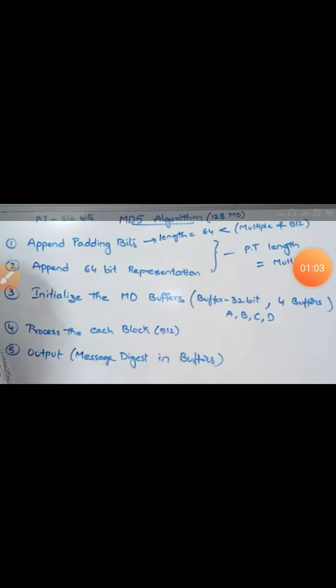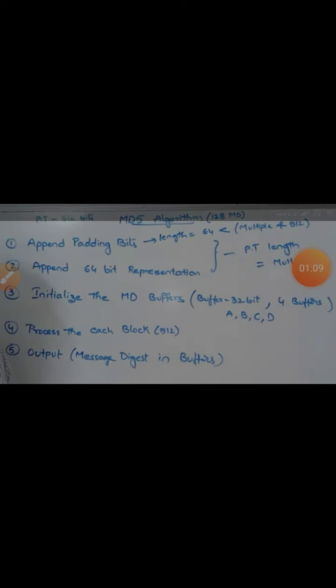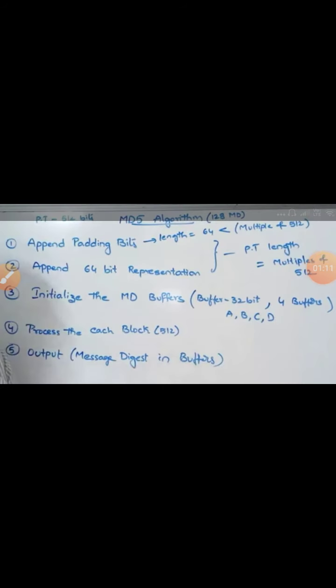Now we'll see MD5 deeply. What are the steps whenever we are using this MD5 algorithm? Here there are 5 steps. First one is append padding bits, second is append 64-bit representation, third is initialize MD buffers, and the fourth one is process each block. Next, generating the output. So these are the different steps in the MD5 algorithm.